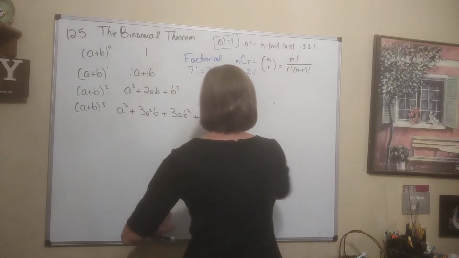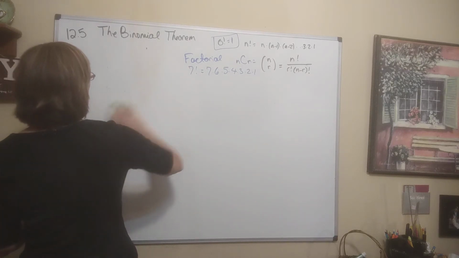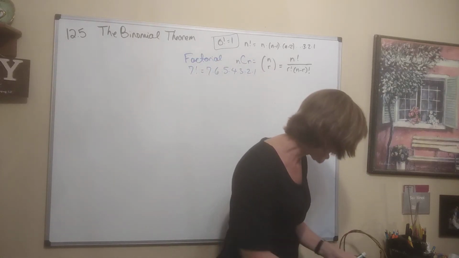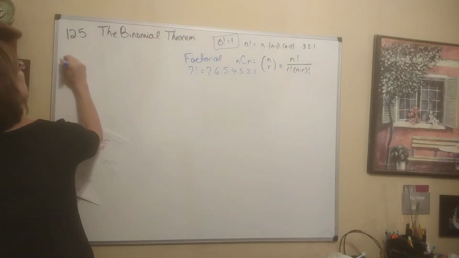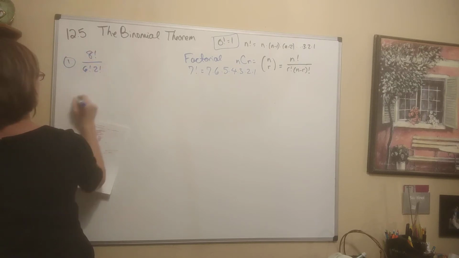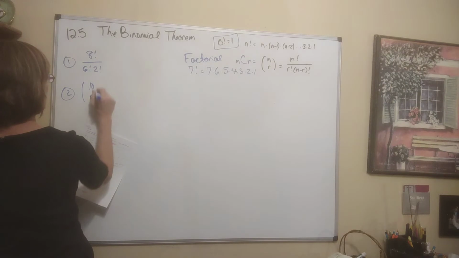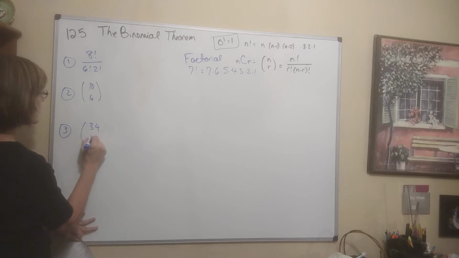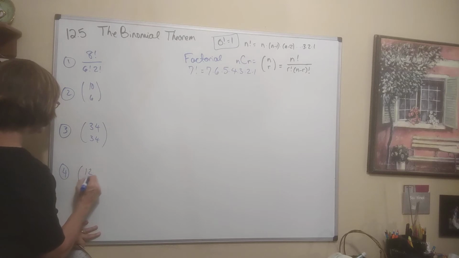So what I've given us is some examples on our sheet just to practice using this language, because we need it when we apply the binomial theorem, which is coming up shortly. So number one, I am going to do it by hand, but then I'm going to show you how to do it with your calculator, and you are welcome to do it either way. 8 factorial over 6 factorial times 2 factorial. And then number two, we're supposed to evaluate 10 choose 6. Number three, we're supposed to evaluate 34. Number four, we're supposed to evaluate 12 choose 8.